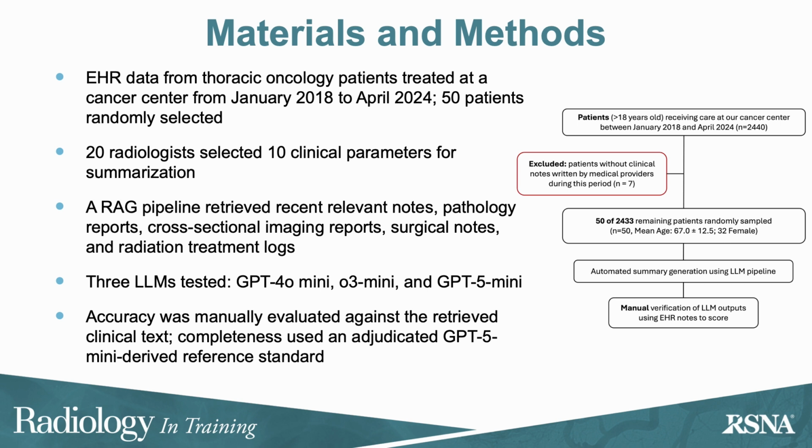They used retrospective EHR data from 50 thoracic oncology patients. 20 radiologists helped select 10 clinical parameters for summarization, including oncologic diagnosis, TNM staging, presence of metastases, prior therapy, current therapy, clinical trial status, and key findings on prior imaging. For each patient, the pipeline retrieved relevant clinical notes, path reports, imaging reports, surgical notes, and radiation treatment logs.